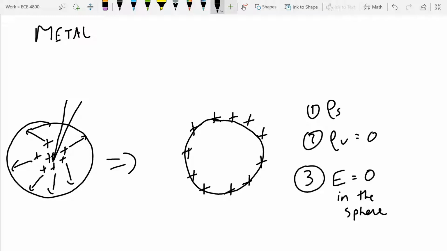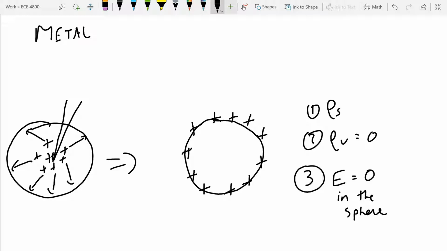What that also means is that if the electric field is 0 everywhere inside the metal, there's no voltage difference between different parts of the metal. That makes sense, right? A metal is conductive. It's very hard to have 100 volts here in a piece of metal and then right next to it have 0 volts, right? Highly conductive materials are considered equipotential, meaning the voltage is the same everywhere.